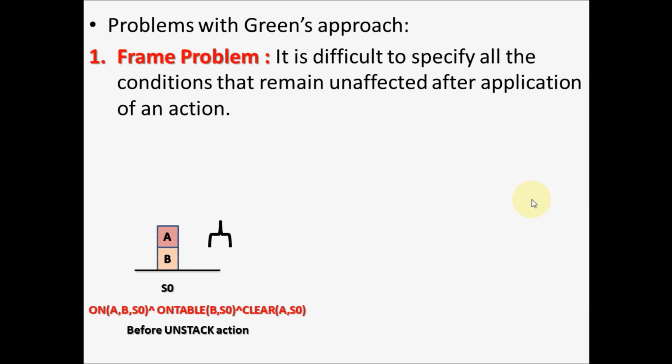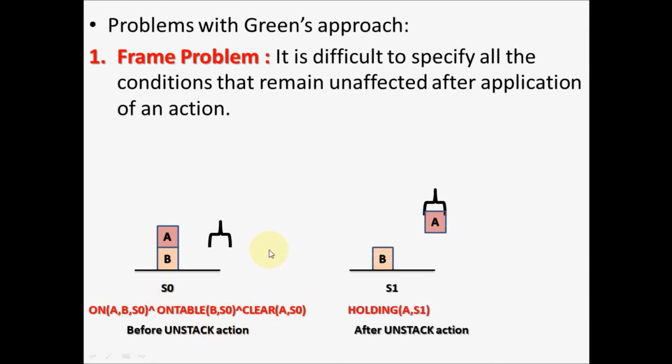So according to that same example which we discussed, this was my state S naught, and using Green's approach, the state was represented like this: on(a, b, S naught), and on table(b, S naught), and clear(a, S naught), and so on. This is before the unstack operation. After this unstack operation, the state changed to S1, and it was represented using holding(a, S1).